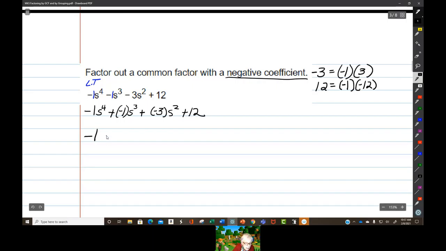Negative 1 times s to the 4th power plus negative 1 times s to the 3rd power plus parentheses negative 1 times 3 times s squared plus negative 1 times negative 12.